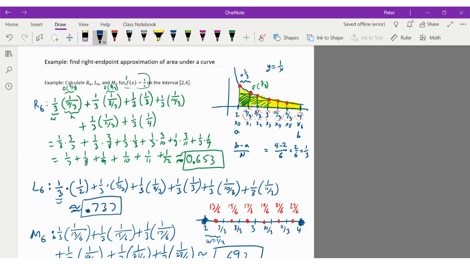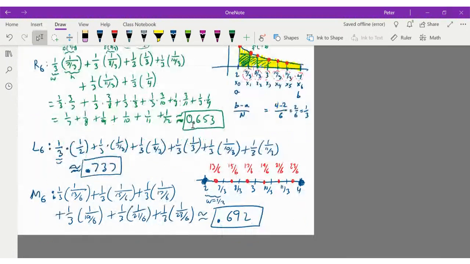Okay. Sorry, I was just reading my notes. Okay, so does anyone have any questions about how to do a right, left, and midpoint approximation?